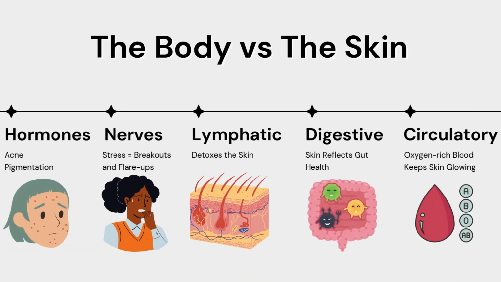The body is a beautifully connected system. What affects one part impacts the whole. Skin is influenced by hormones, endocrine, which cause acne and pigmentation. The nervous system, when stress is high, this may lead to breakouts or flare-ups. The lymphatic system helps detox the skin. The digestive system and microbiome reflects through the skin. The circulatory system delivers oxygen-rich blood, keeping the skin glowing.